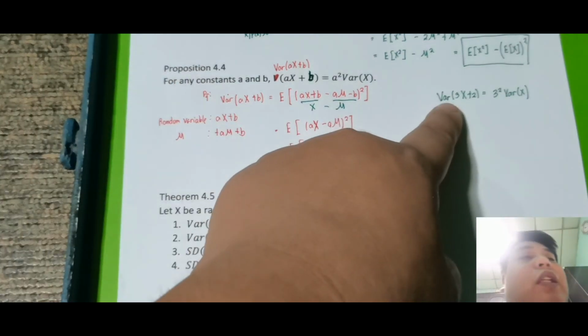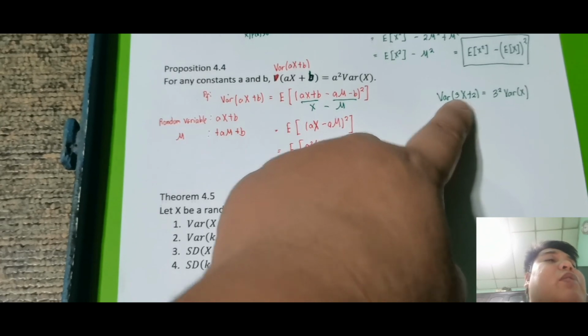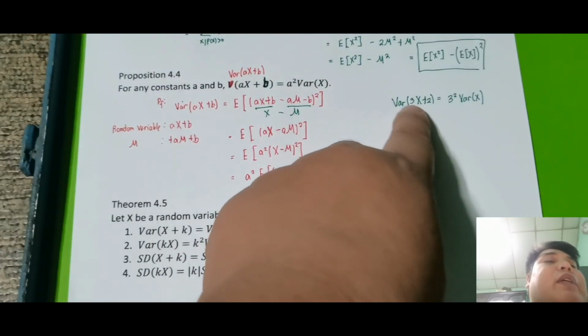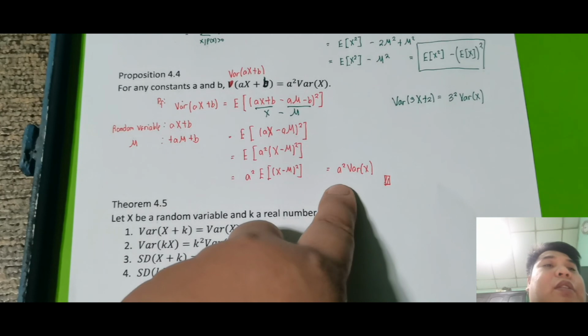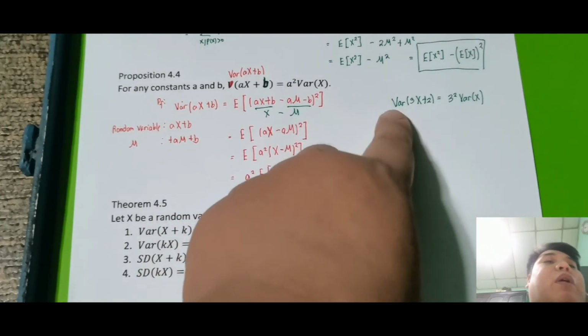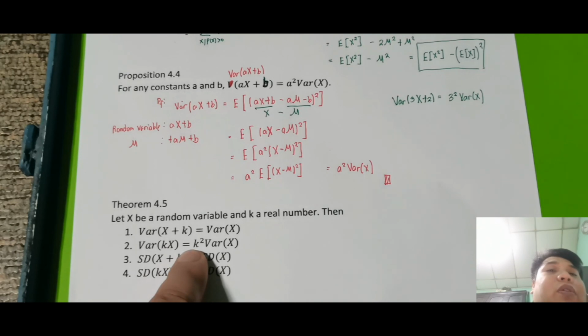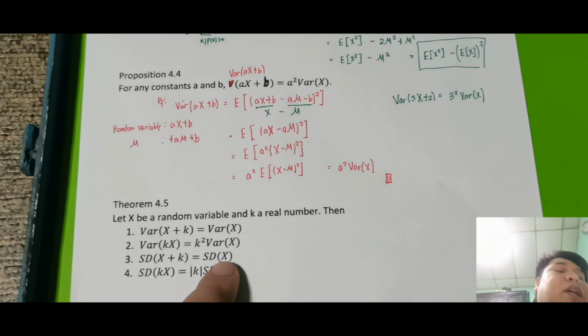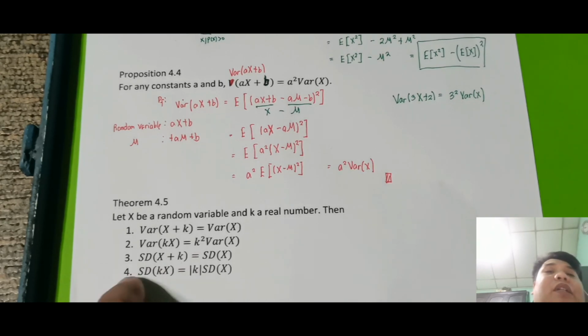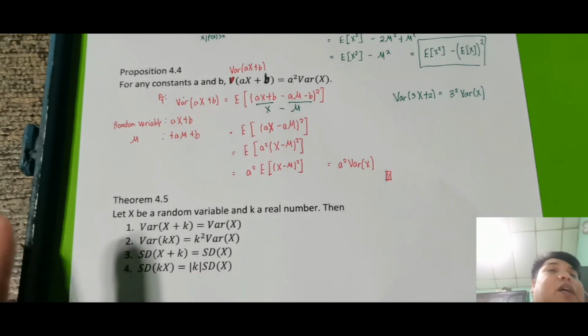Lalabas yung 3 na nakadikit sa random variable, lalabas siya na naka-square, tapos variance of X. Yung plus 2 na yun, nawawala. Okay, so ayun yung nangyayari. Yung plus k, nawawala. Itong nakadikit sa random variable natin na scalar multiple, lalabas siya, i-square ko. Similar dito sa SD of X. Sa SD of X plus k, mawawala lang yung k, so SD of X pa rin siya. Sa SD of kX, lalabas lang yung k, pero naka-absolute value kasi gagawin natin positive dapat. Tapos, SD of X pa rin siya sa formula.